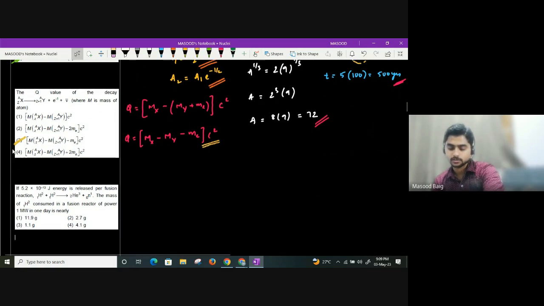Next, 5.2 into 10 power minus 13 joules of energy is released per fusion reaction. They are asking the mass of the deuterium consumed in a fusion reactor of power 1 megawatt. In one fusion reaction, this much energy is released. So how much mass will be consumed? Always remember, power of a reactor is energy released per unit time. I want it in one day, so what is the total energy released?